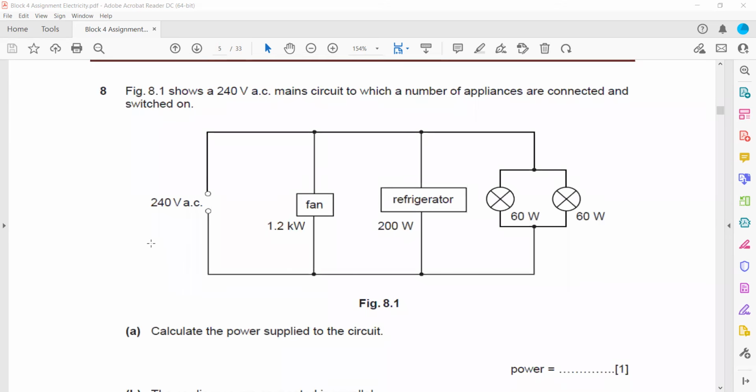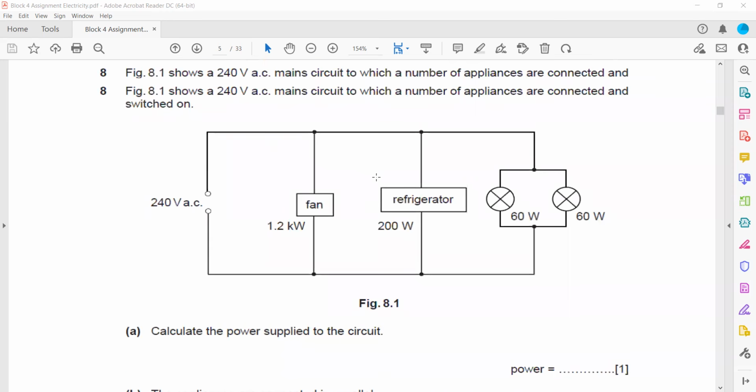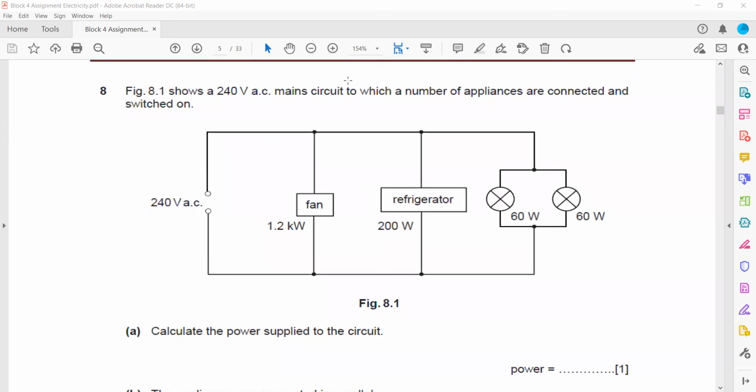Next, figure 8.1 shows a 240 volt AC mains circuit to which a number of appliances are connected. As you can see, all the appliances are connected in parallel. So if the supply voltage is 240, the fan will receive 240, the refrigerator will also receive 240 volts, and each lamp will also receive 240 volts. Because they are all connected in parallel, they will receive the same voltage.